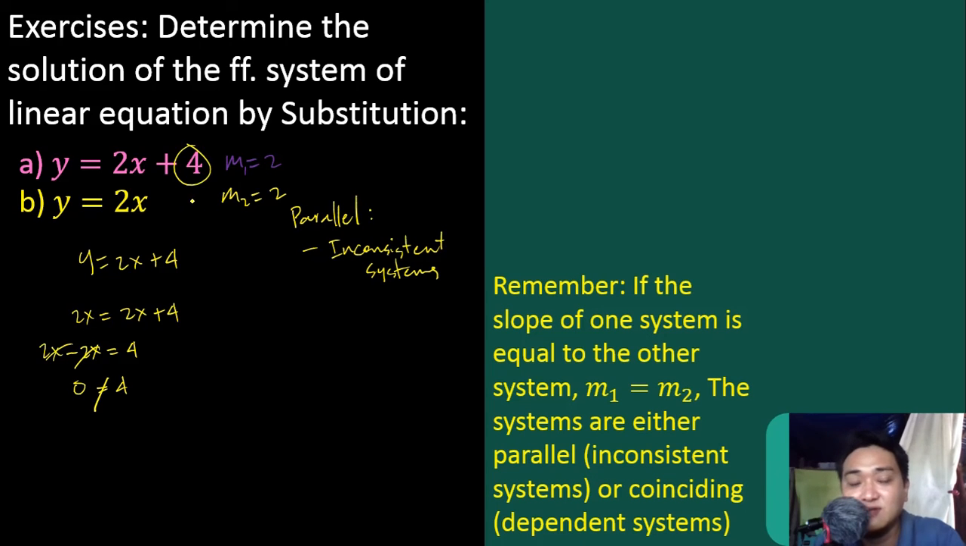Since magkaiba sila ng shift, yung tinatawag nating vertical shift, take note na meron tong plus 0. Hindi na lang nilalagay yung plus 0 dyan. Magkaiba sila ng vertical shift or magkaiba sila ng y-intercept. It tells us na they are parallel to each other. So whenever the slope of one system is equal to the other system, the systems are either parallel, inconsistent systems, or coinciding, which is dependent system. And in this case, since hindi naman talaga sila absolutely identical to each other, kasi magkaiba nga sila ng y-intercept or yung value ni b, therefore we could perfectly conclude na they are parallel systems.